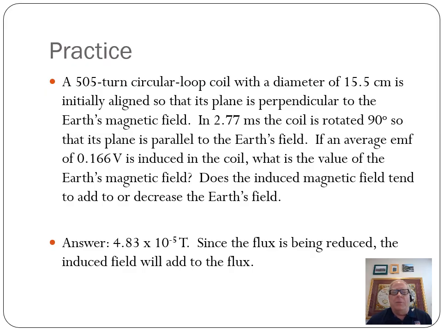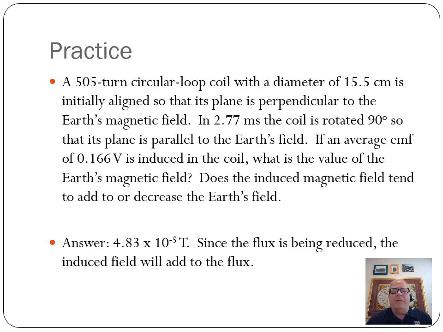So a couple of things to watch out for, and I'll let you work on this one on your own. Note that your diameter is given in centimeters, and it is a diameter. Since this is a circular loop coil, you're going to want to convert that diameter to the radius and then use your formula for the area of a circle. And also note that you have 505 turns, so anything that you do with one loop, you're going to have to multiply by 505 to get the total effect.